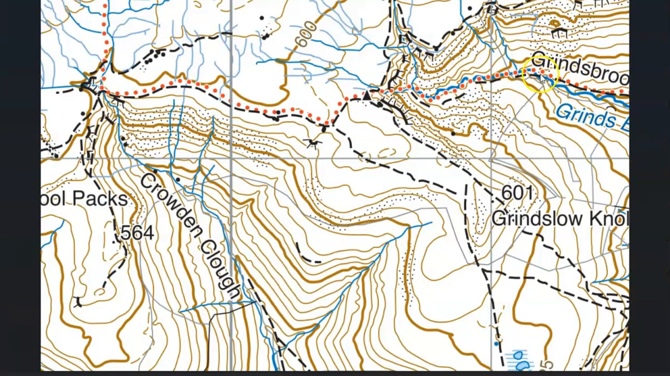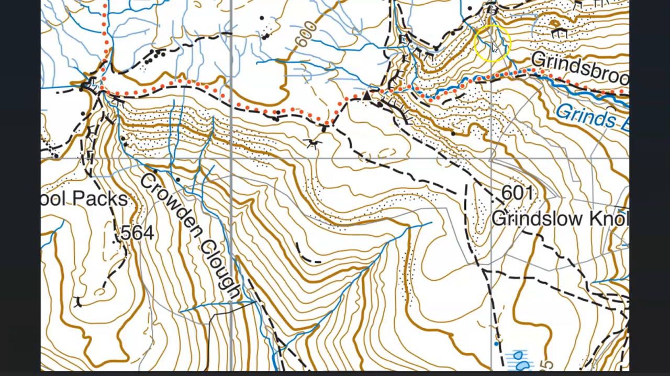If we were looking up Grindsbrook, upstream, upstream, upstream, yes, there's a kink to the right, but look, there's another stream that continues in the same direction. Look how the contours form that V shape there. So if we were looking from here, we'd expect to see that to the right of the crag.